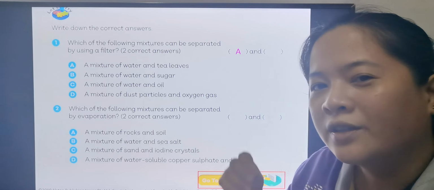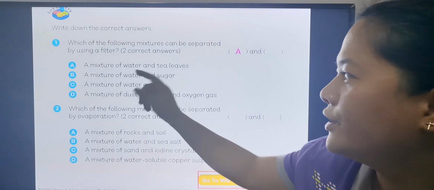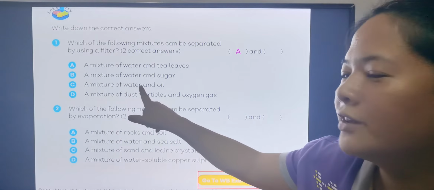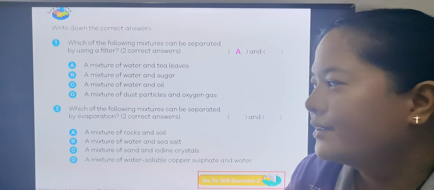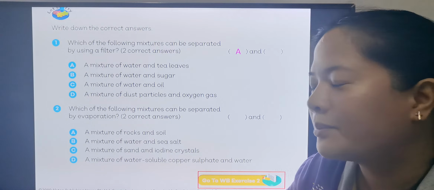When you mix water and sugar, the sugar will dissolve, so you cannot use a filter to separate them. B is not correct. Letter C, a mixture of water and oil. Water and oil are both liquid, so you cannot use a filter to separate them.